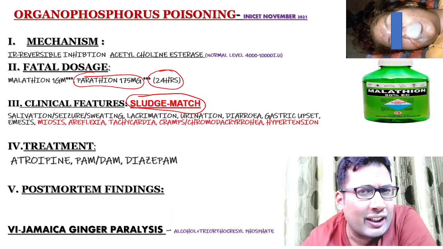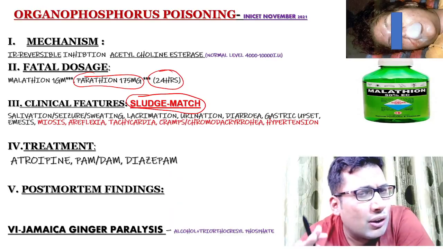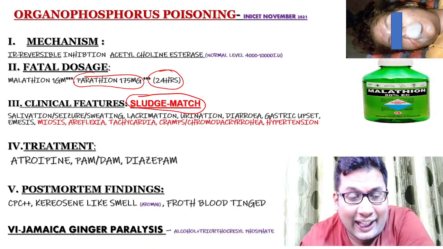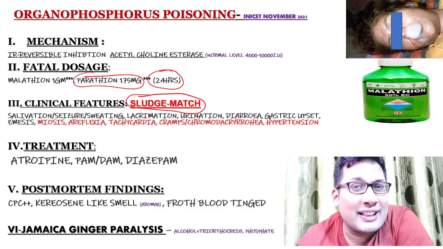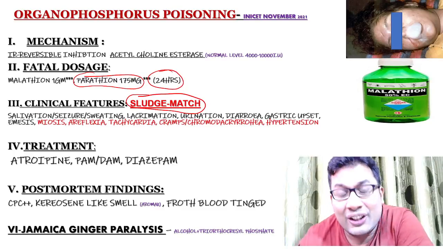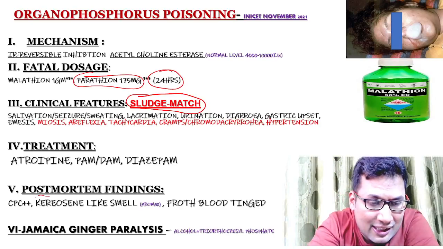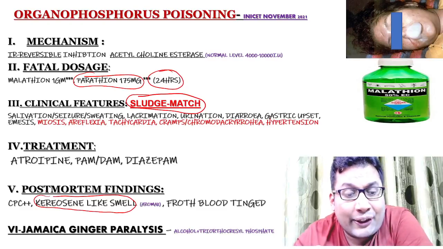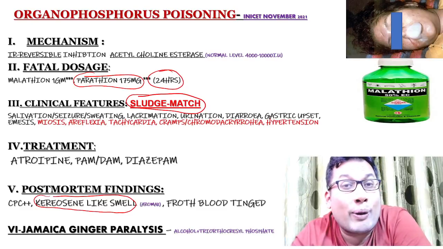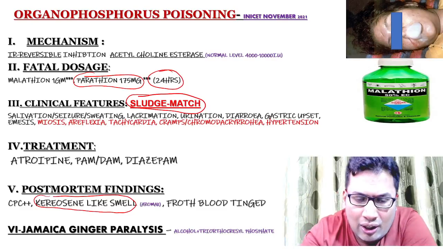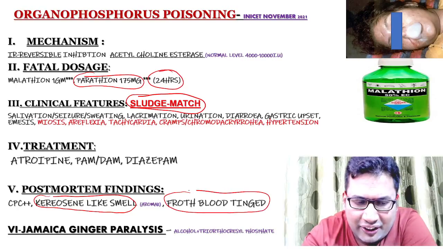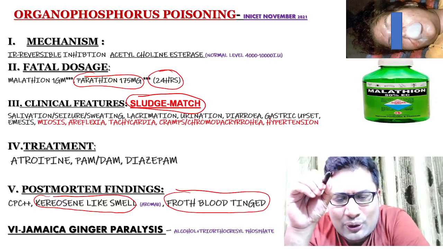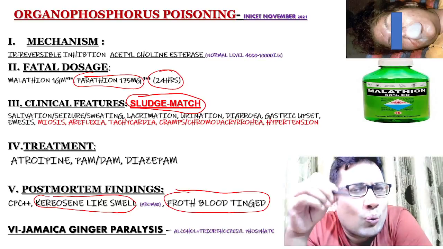What are the postmortem findings? Congested organs, froth at the mouth and nostrils, and you can also see cyanosis, congestion, petechial hemorrhages, and a kerosene-like smell. It was asked in one of the exams, I think two years back. Kerosene-like smell is because of the aromatics present in the OP poison, and the froth is blood-tinged. One more: Jamaica ginger paralysis, where alcohol is mixed with the OP poison.